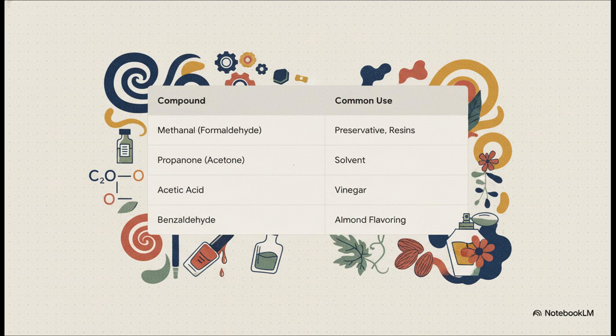Methanal, which you probably know as formaldehyde, is used in preservatives and for making resins. Propanone, or acetone, is the solvent in nail polish remover. Acetic acid, that's the main ingredient in vinegar. And benzaldehyde gives us that wonderful almond smell and is used in all sorts of perfumes. They are true industrial champions.